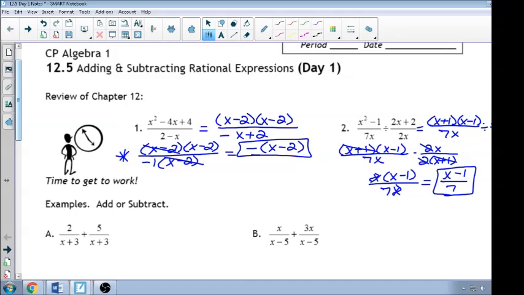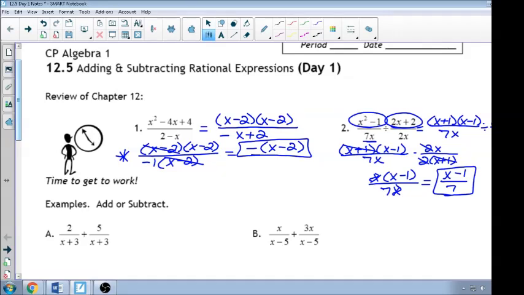All right. On to example 2. The first thing I did is I factored the x squared minus 1 into x plus 1, x minus 1. The 7x stays 7x. 2x plus 2 factors into 2 times x plus 1. And the 2x will stay the 2x. I'm not sure if you can see the right side of my first line of work there, but I think you'll be able to figure out what's going on here in a second.